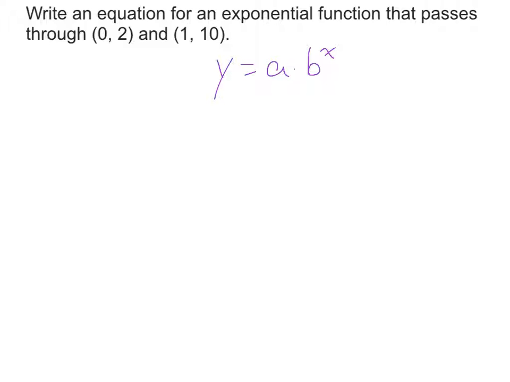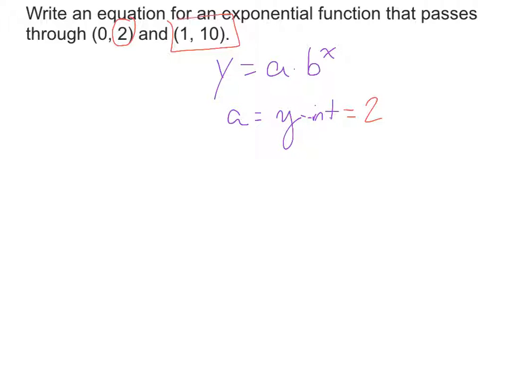Now, if you remember, a represents the y-intercept for this. Okay, b is your base, and x and y are your variables here. And we actually do know the y-intercept for this. There it is. When x is 0, y is 2. So this crosses at 2 on the y-axis. So I'm able to say that a is equal to 2.